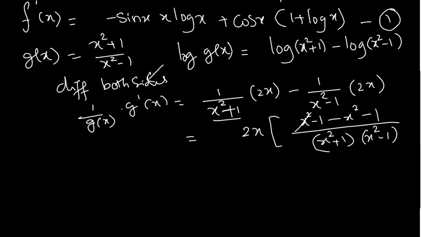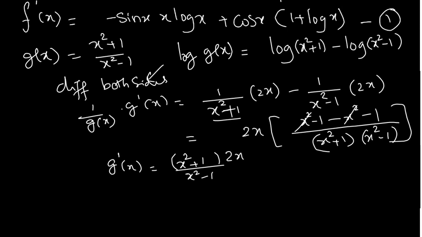So this x squared gets cancelled, you will have g dash x equal to g of x. G of x is nothing but this, x squared plus 1 divided by x squared minus 1. This is g of x. Then we are multiplying that with a 2x, and here you got minus 2, that's minus, this becomes 4x, and then you have 1 divided by x squared plus 1 into x squared minus 1.